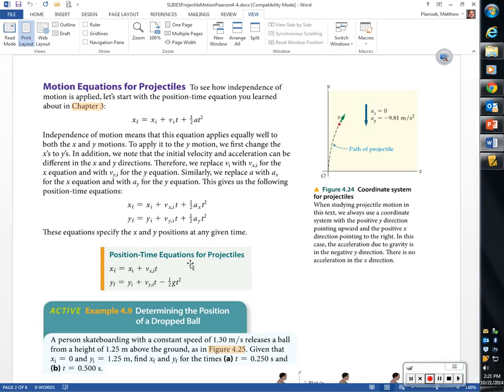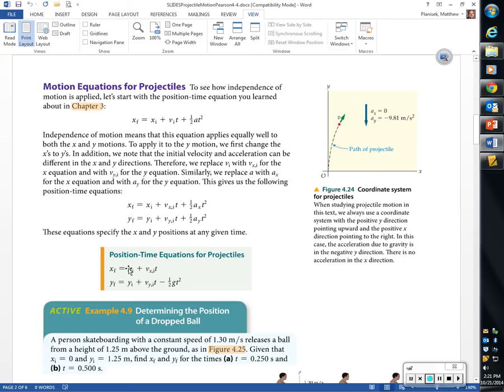This is the equation that relates the position of an accelerating object to its initial velocity and the time that it's accelerating. We used this back in chapter 3 when we talked about accelerated motion to figure out where things are. Now, that equation still applies. It still relates position with velocity and acceleration and time. All of those things are still true.